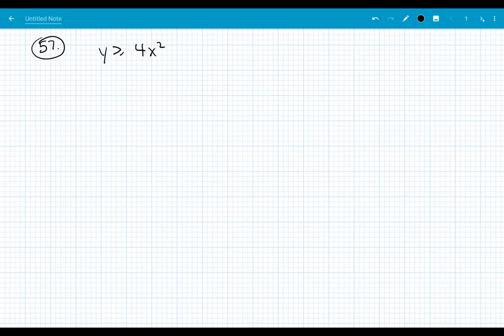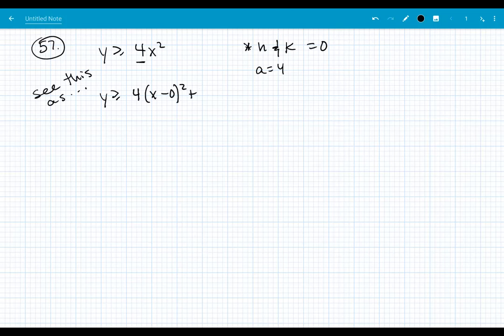So seeing it as vertex form, we don't have a number inside the parentheses, and I don't have a number added or subtracted at the end. So really my h and k value here equals 0, because really what I have is just an a. So if you want to see this as 4 times (x minus 0) squared plus 0, hopefully you agree that that's the same problem.